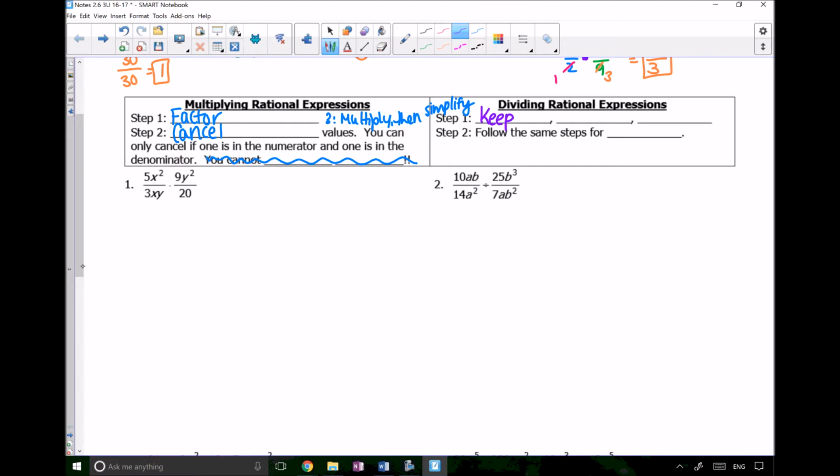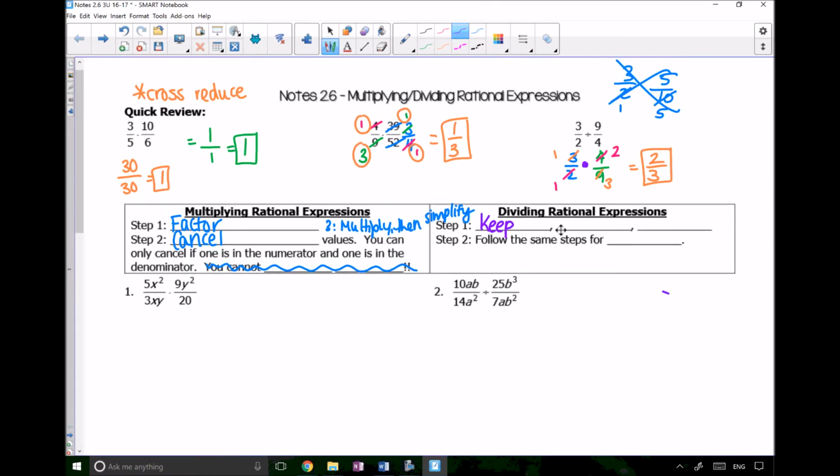we did up here, we're going to keep the first term right here. Then we're going to change the second term to multiplication, and then we're going to do the reciprocal of the last term, so we're going to flip the last term. Okay, so keep, change, flip, and then follow the same steps for multiplication because we changed this division sign to multiplication. Another way to say it, and actually this is probably preferable, we're going to just multiply by the reciprocal, okay, and this is preferable because it's more mathematical, okay? We're just going to multiply the first fraction by the reciprocal.